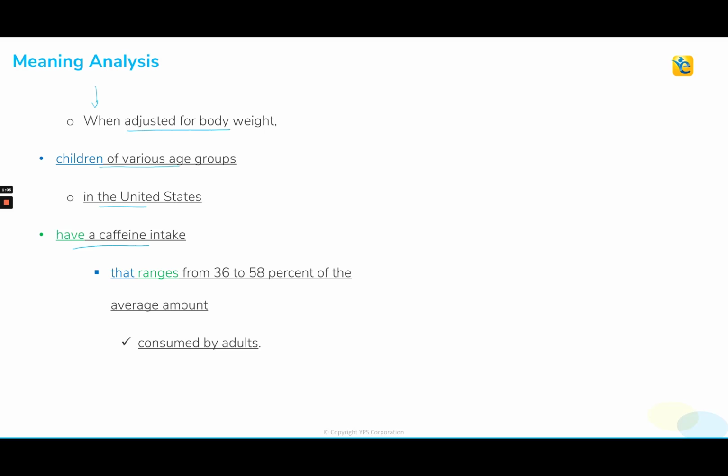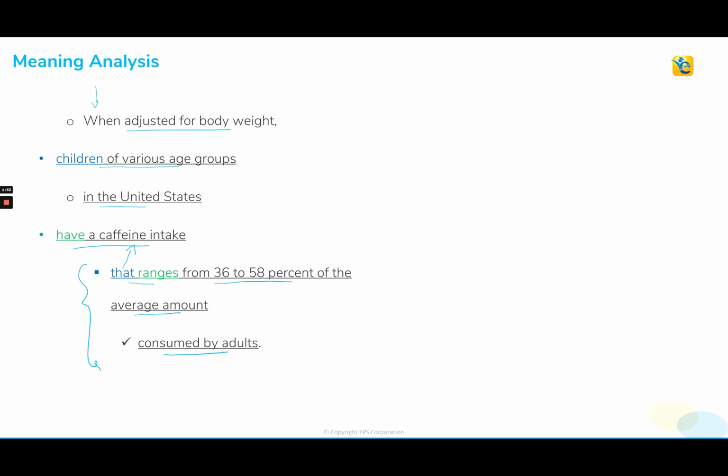Okay, so the sentence is talking about children of different age groups in the US, and these children have a caffeine intake. Reading further, that ranges from 36 to 58% of the average amount consumed by adults. So this part of the sentence is presenting some more information about the caffeine intake by children of different age groups in the United States. This caffeine intake among children ranges from 36 to 58% of the average amount of caffeine consumed by adults. So basically, children do consume a lot of caffeine, right?